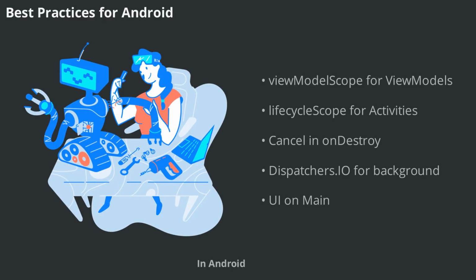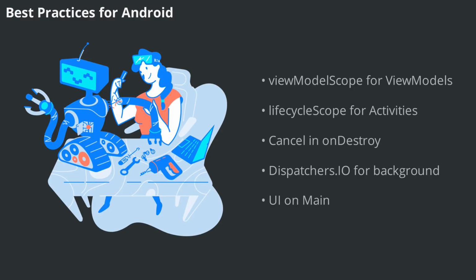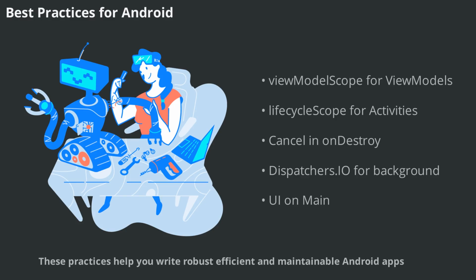In Android, use viewModelScope in ViewModels and lifecycleScope in activities or fragments. Always cancel coroutines in onDestroy if using a custom scope. Switch to Dispatchers.IO for background tasks, and keep UI updates on Dispatchers.Main. These practices help you write robust, efficient, and maintainable Android apps.